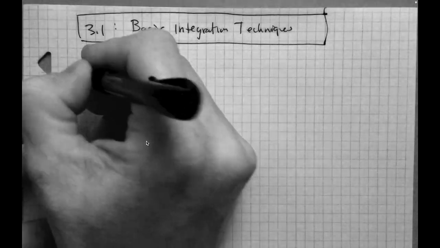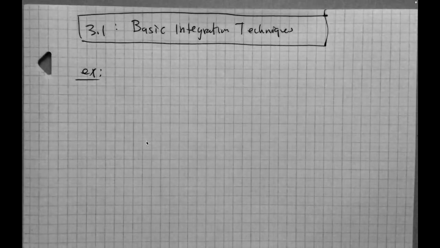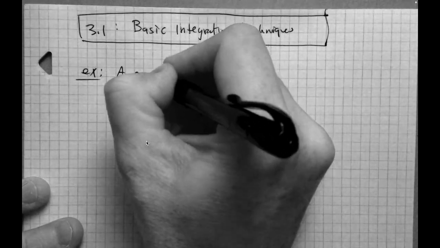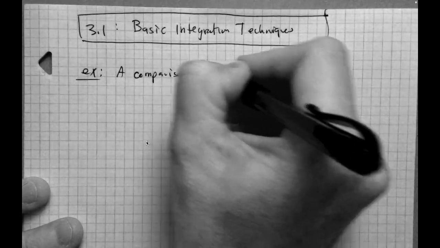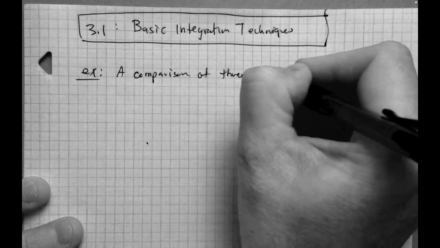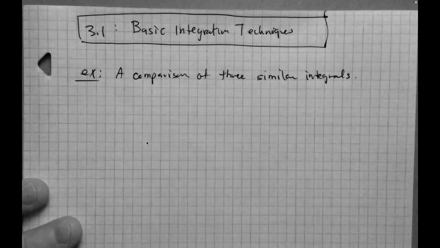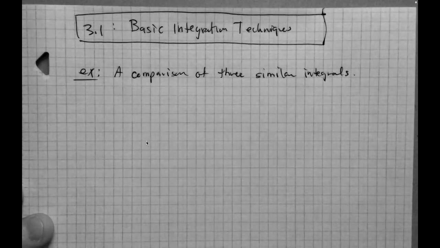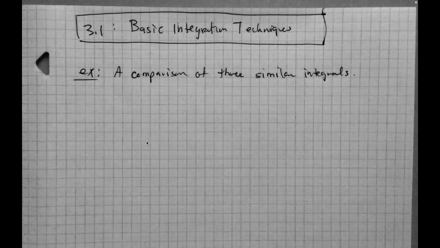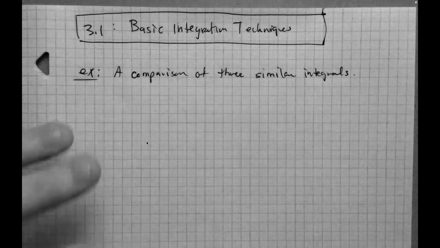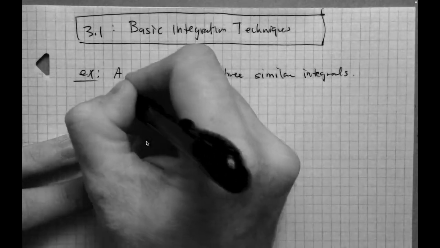And so what we're going to do is roll with that idea for our first example. Our first example will be a comparison of three similar integrals that, though they look similar, have very different integration methods. The way we do the integration is very different. Okay, so here are our examples.